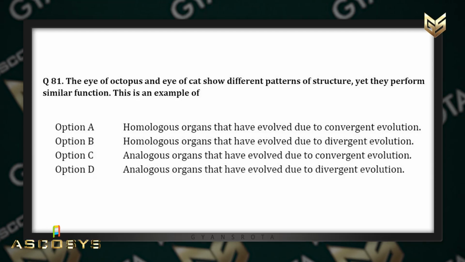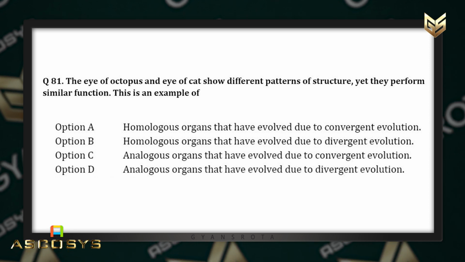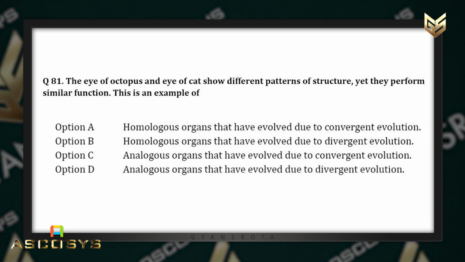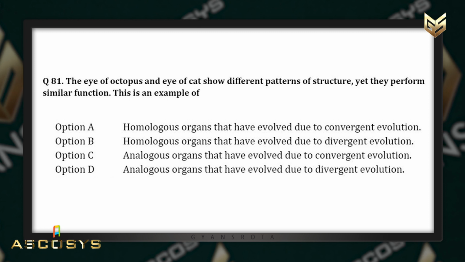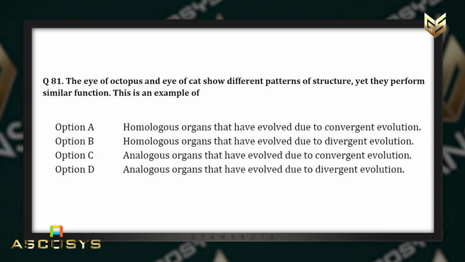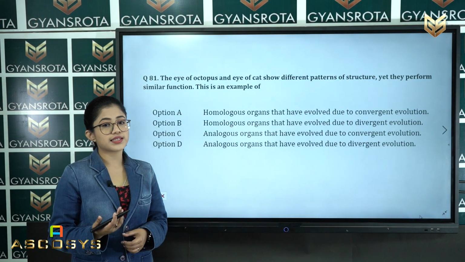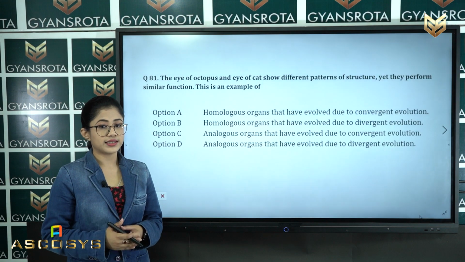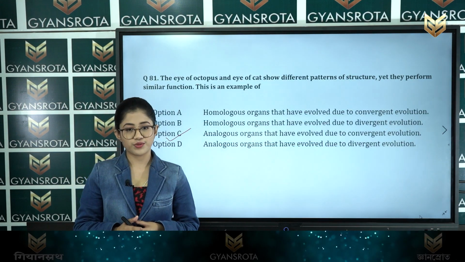Question number 81. The eye of octopus and eye of cat show different patterns of structure, yet they perform similar function. This is an example of option number A, homologous organ that have evolved due to convergent evolution. Option number B, homologous organ that have evolved due to divergent evolution. Option number C, analogous organ that have evolved due to convergent evolution. Option number D, analogous organ that have evolved due to divergent evolution. Student, this is from the chapter evolution. So, what is the correct answer? The eye of octopus and the eye of cat show different patterns of structure, yet they perform similar function. This is an example of analogous organ that have evolved due to convergent evolution, which means option number C is the correct answer. Now, let us see the next question, that is question number 82.